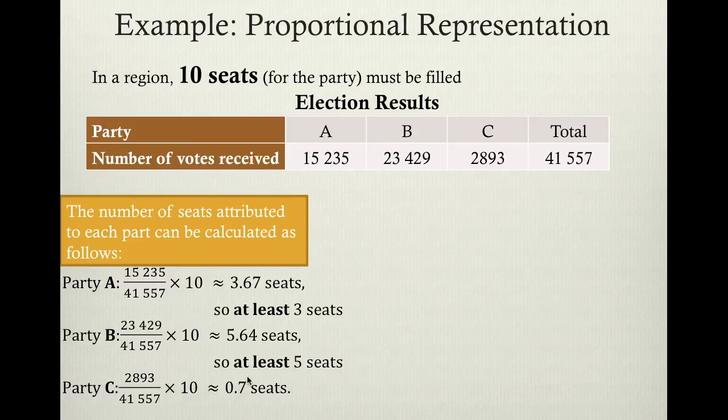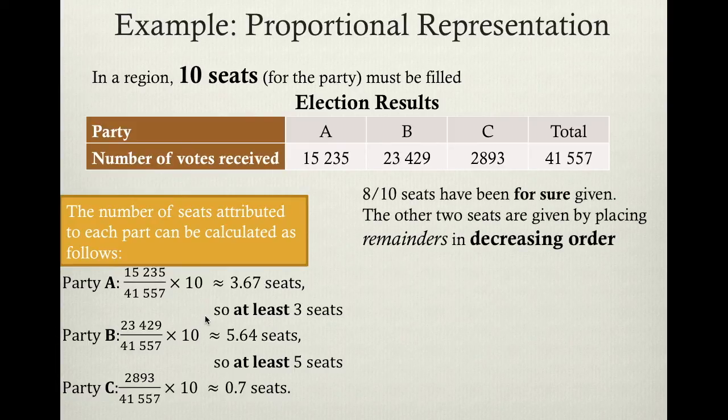So what do we do when we have these remainders, like 0.7, 0.64, 0.67? What do we do in this case? We already have given 8 out of the 10 seats for sure. So 3 for sure go to party A and 5 for sure go to party B. So 8 seats have already been filled. So we have 2 left. How do we choose who gets them?